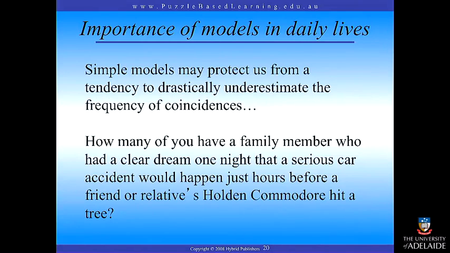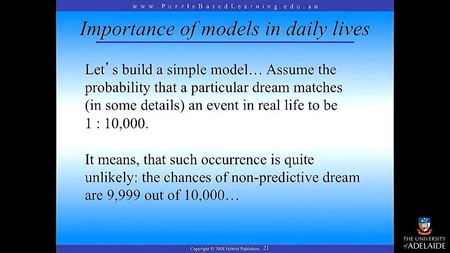Okay, so I have time for one last example. Simple models may protect us from a tendency to underestimate the frequency of coincidences. How many of you have a family member who had a clear dream one night that a serious car accident would happen just hours before a friend or relative's Holden Commodore hit a tree? So we always hear these kinds of stories, right? There's always someone predicting the future somehow. I'm going to show you that this is just statistics. That's going to happen. So let's try to build a very simple model.